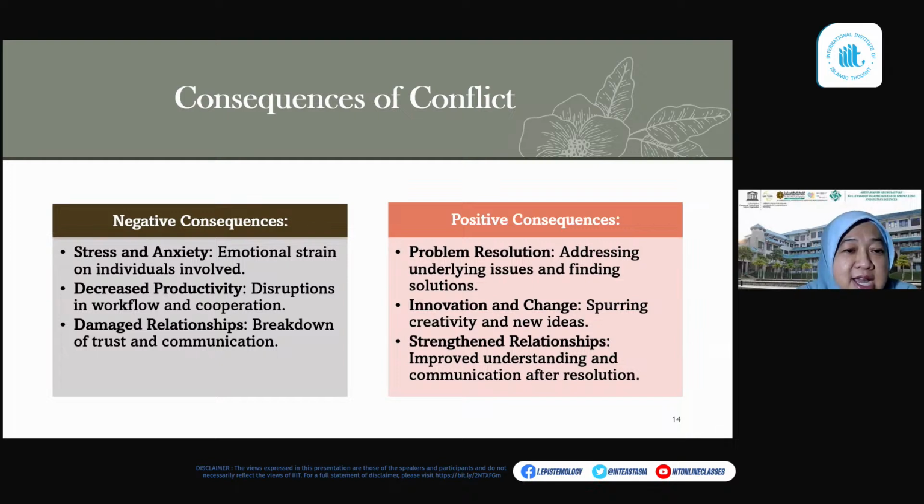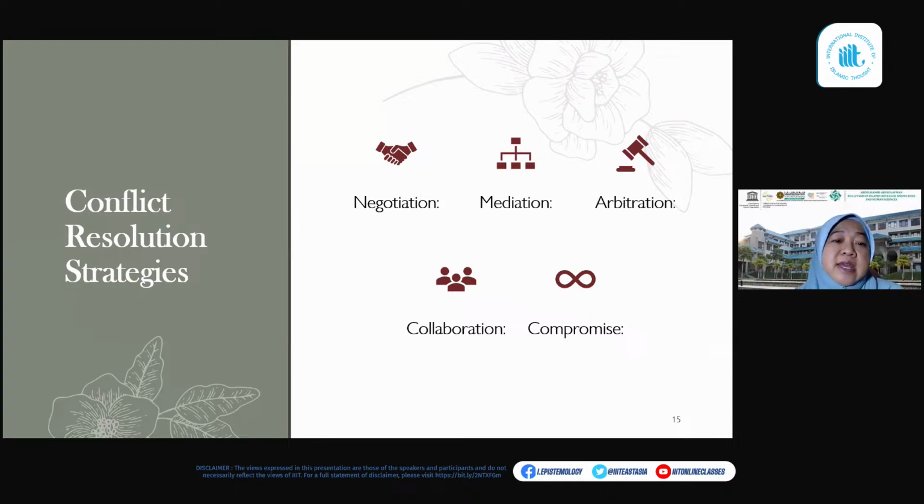Okay, so see here, negative consequences: stress and anxiety, decreased productivity, and of course damaged relationships. But conflict can also lead to positive change, like the ability to resolve problems, change and innovation, and the strengthening of relationships. After conflict, people may want to cooperate and strengthen the relationship. Now, if we are in conflict, there are several strategies for resolving it.